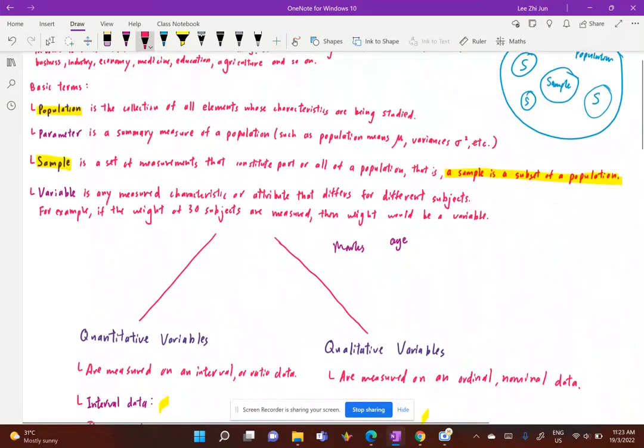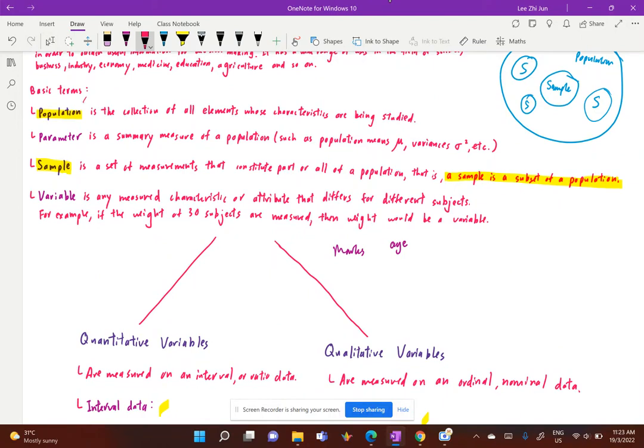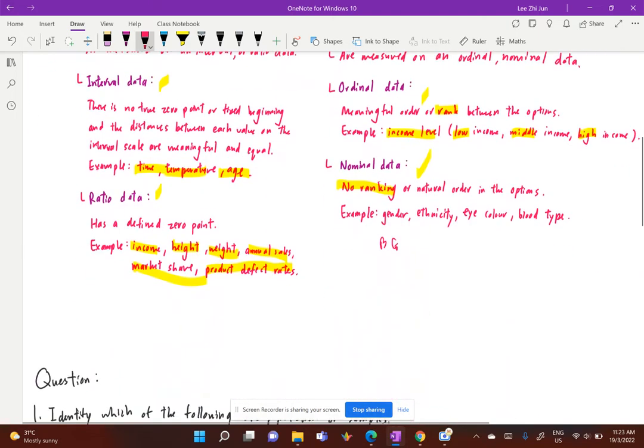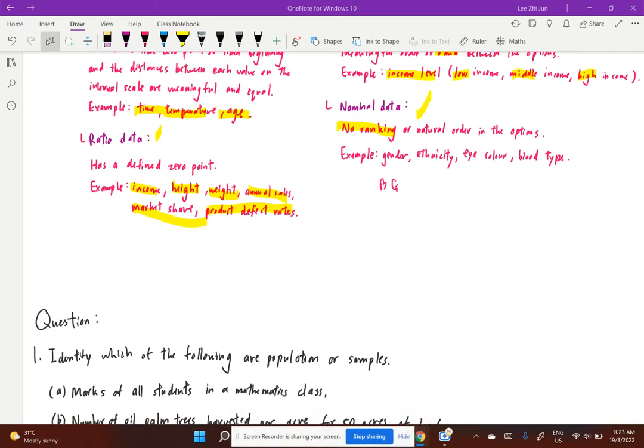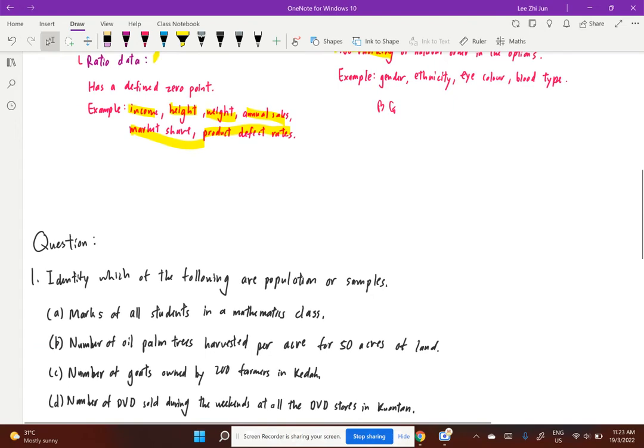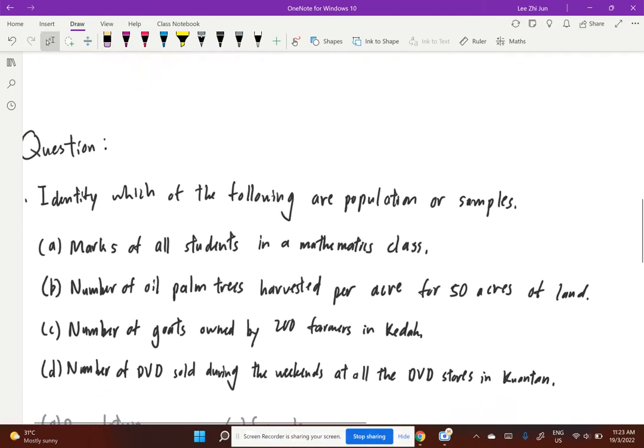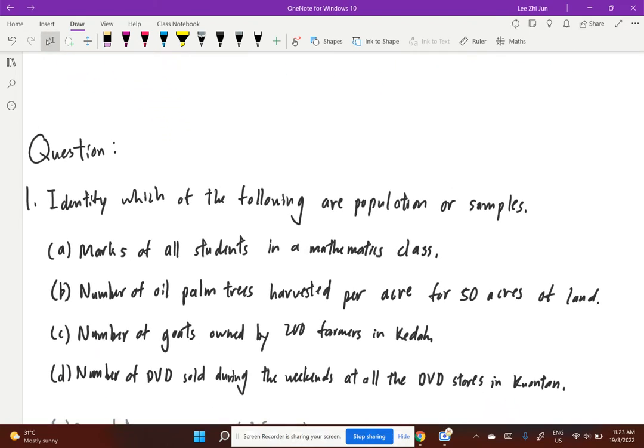So the most important are population and sample, and quantitative and qualitative. So let's see the question. Identify which of the following are population or sample. Let's see A, marks of all students in a mathematics class. All students, you need to measure all of them, so it is population.